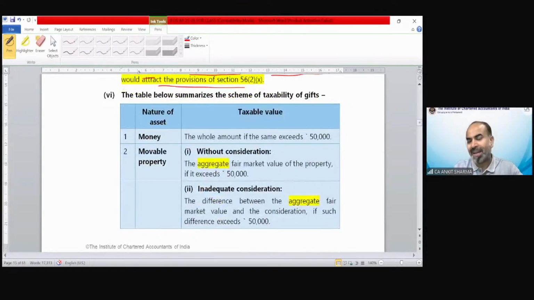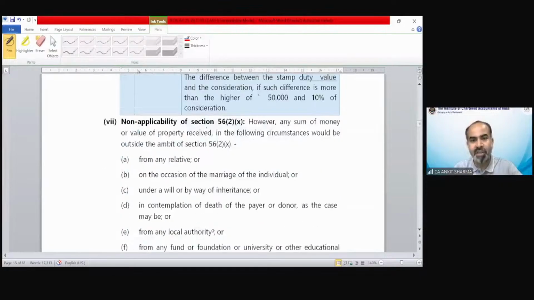The table has summarized the provision, what we have seen from the chart, without consideration, etc. Again, in respect of gift provision, there are exceptions, or you can say exemptions, or you can say non-applicability. There are certain gifts that are 100% exempt from taxability. Whether they are monetary, non-monetary, etc., does not matter. If these conditions are fulfilled, then in that situation, these gifts are exempted.